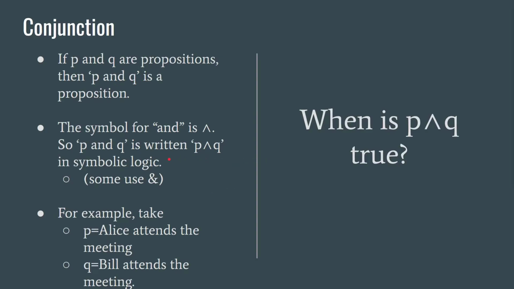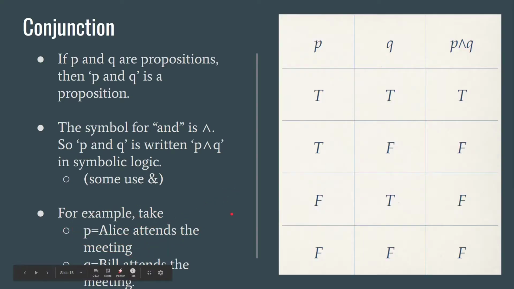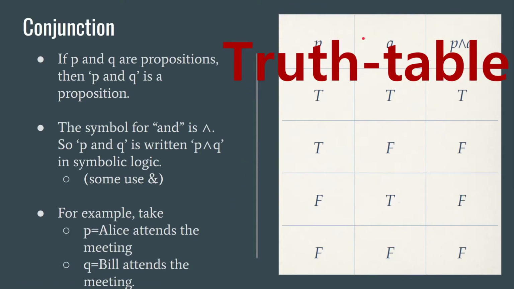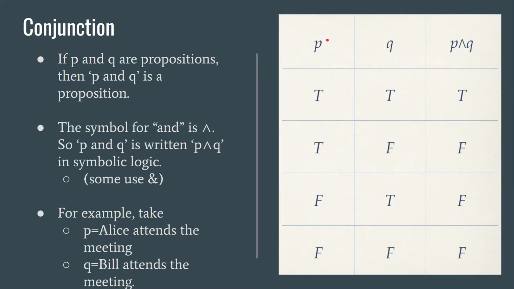So to define the conjunction operator, what we want to do is think, under what conditions is the sentence P and Q true? So take, for example, Alice attends the meeting and Bill attends the meeting. Well, that's true just in case both of these sentences are true. Otherwise, it's false. We can represent that information with what's called a truth table. So notice, a truth table defines the conditions in which a logically complex sentence is going to be true.